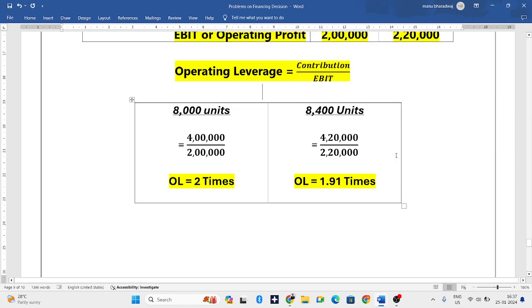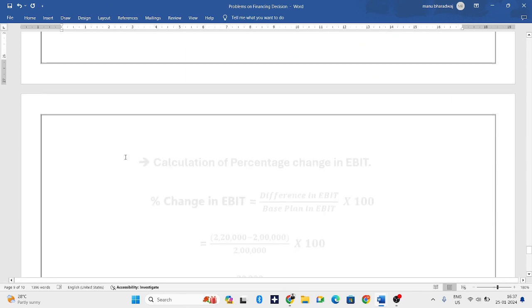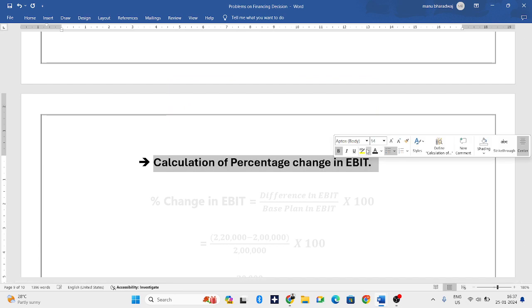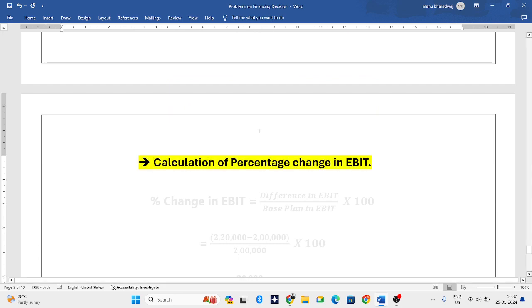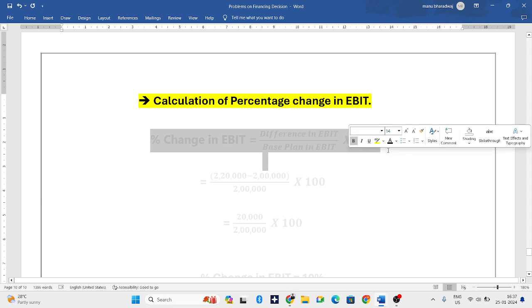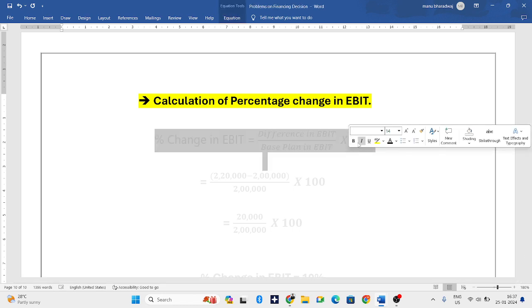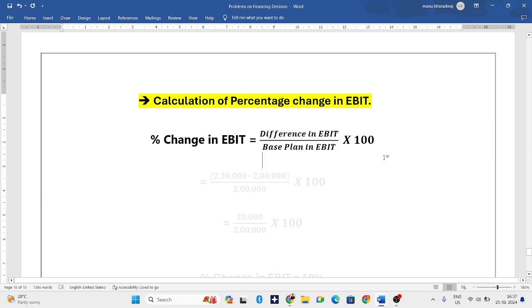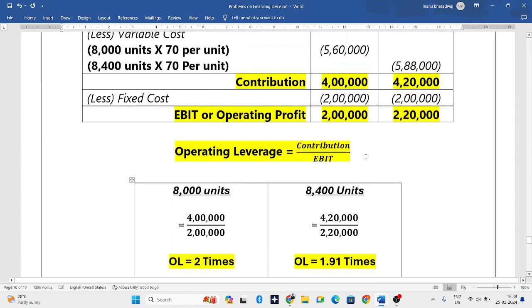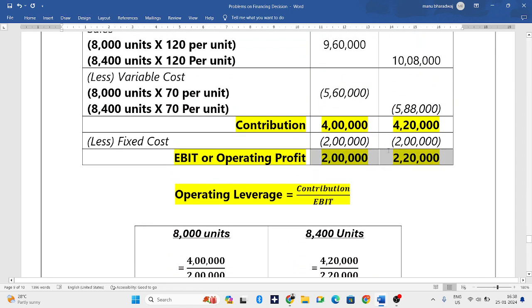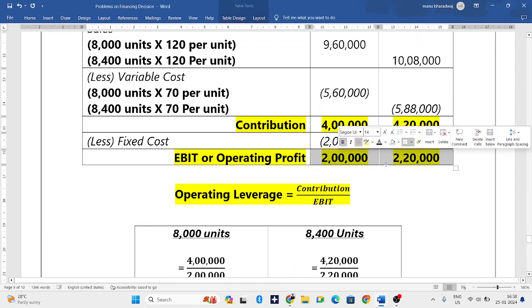Now, next, let us find out the percentage change in EBIT. The formula is the difference in EBIT divided by the base plan EBIT, into 100. So see here, 2 lakh is there and 2 lakh 20,000. So we have to take the difference.